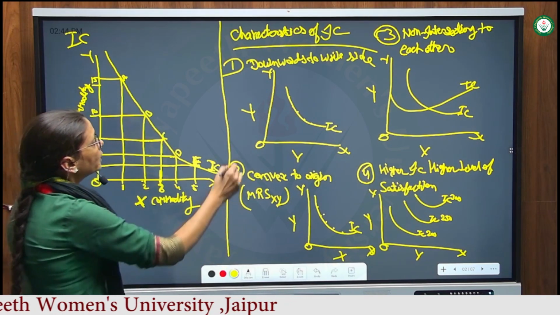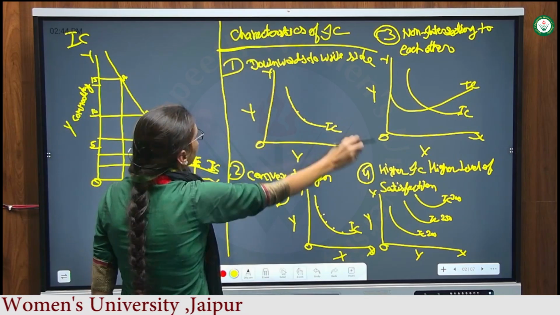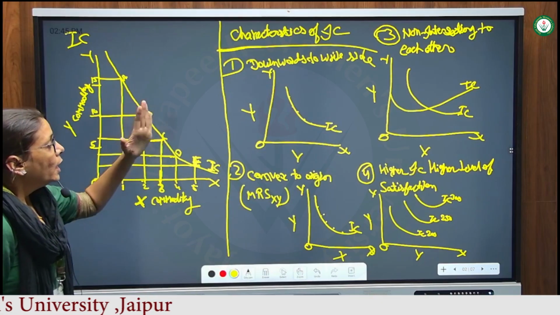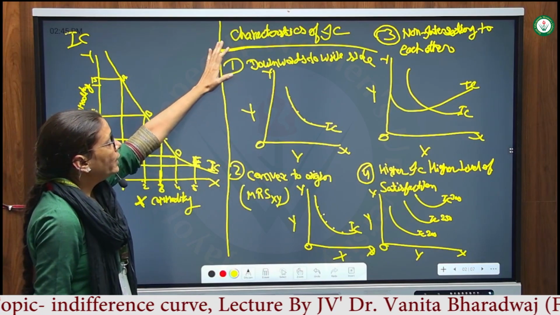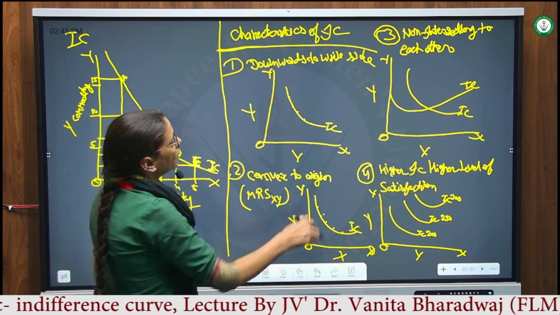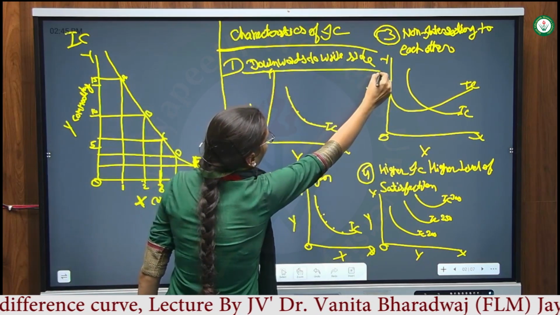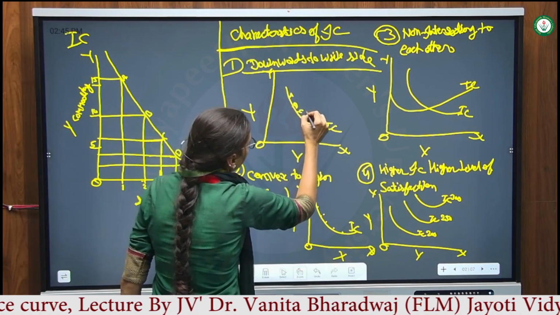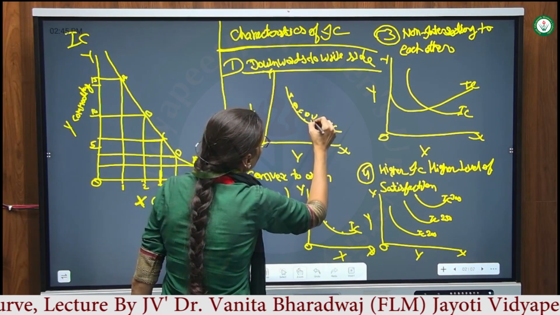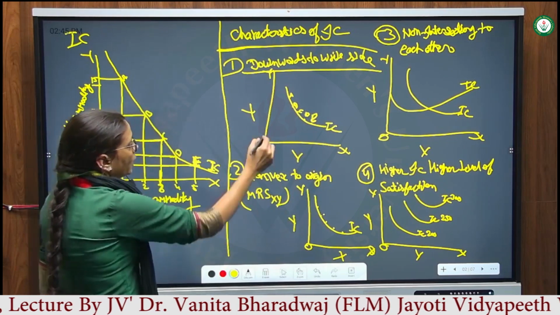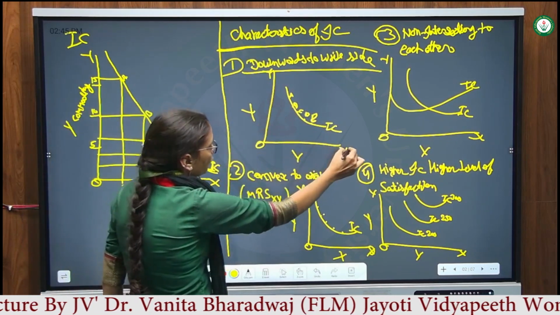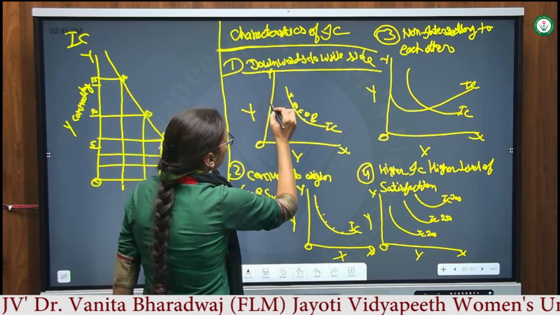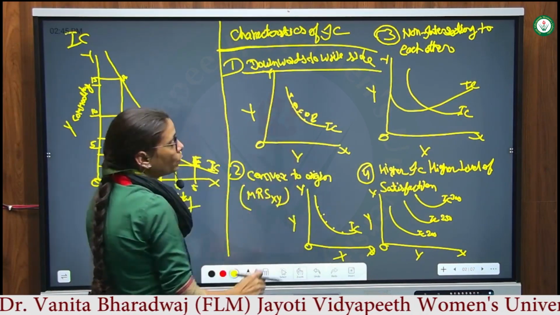Characteristics of the indifference curve. What are the characteristics of the indifference curve? The indifference curve theory is successful when we understand its characteristics. First, downward sloping to the right side. The indifference curve is always downward sloping. These are the combinations of the indifference curve. It is always downward sloping to the right because if we increase the X units, we have to reduce the Y units.